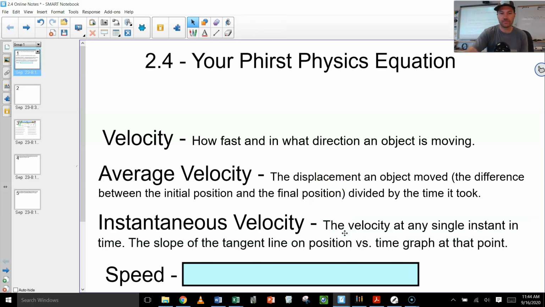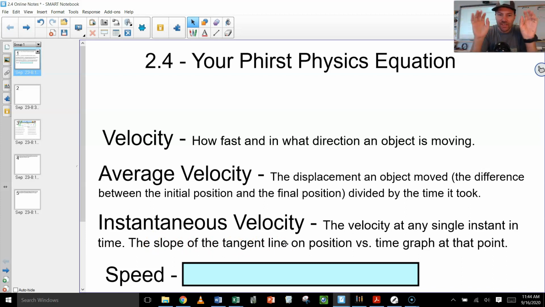Instantaneous velocity. Instantaneous velocity is the velocity at a specific point in time. It's not an average over the whole time period. It's at a specific instant. How fast are you going, and in what direction? It's defined as the slope of the tangent line on a position versus time graph at that point.